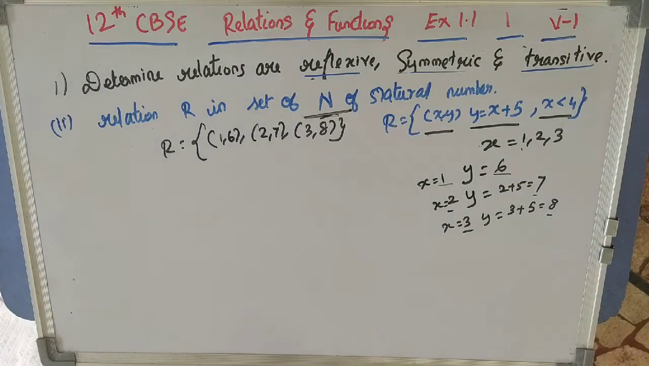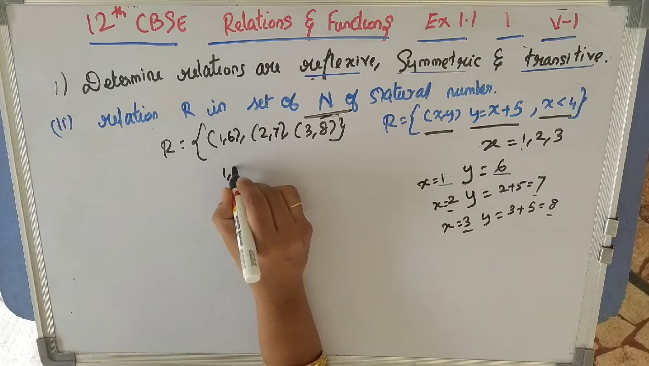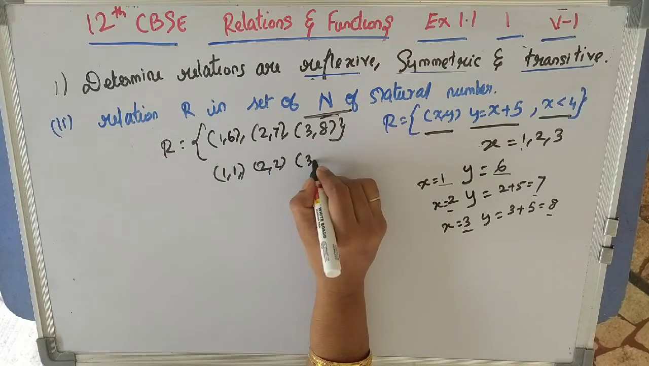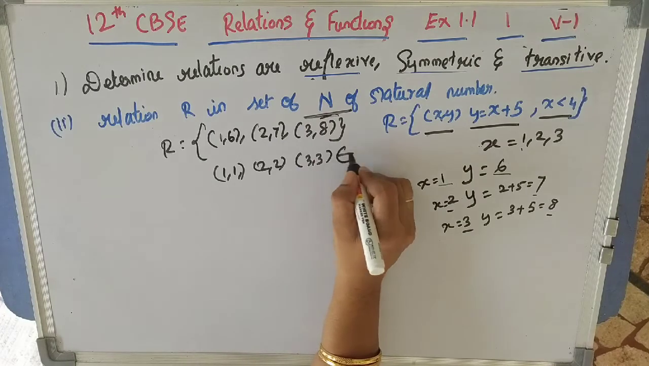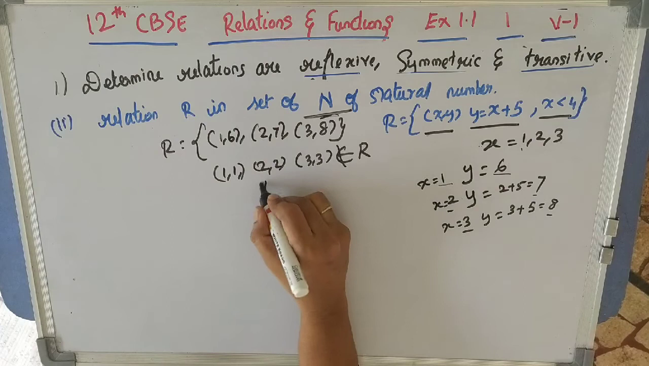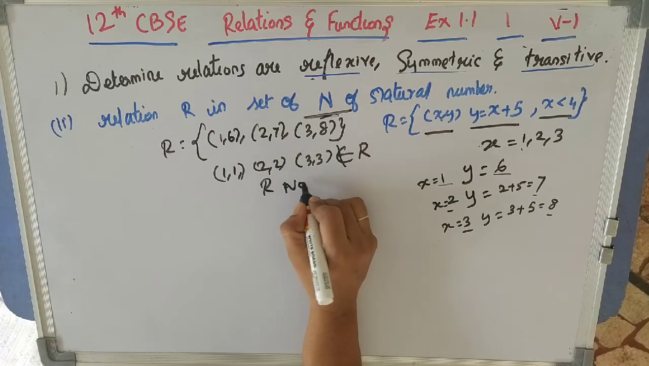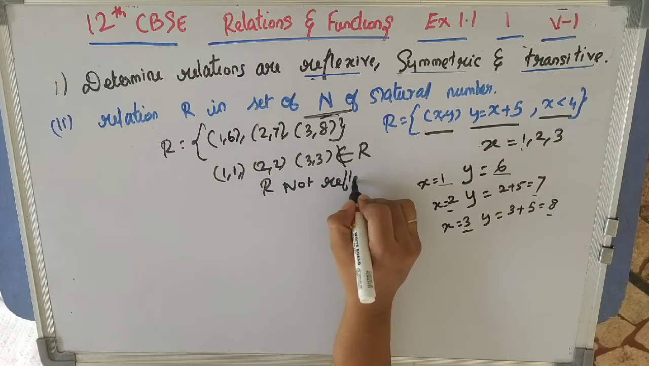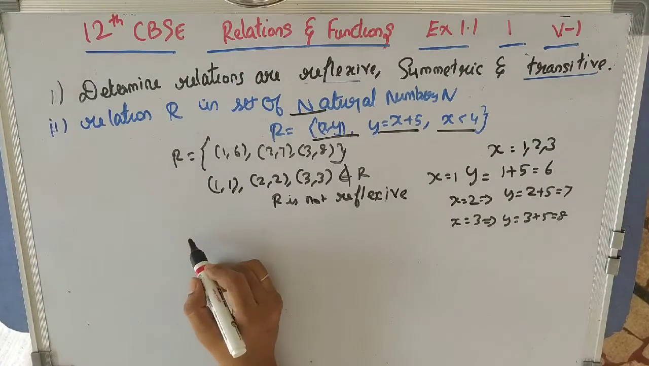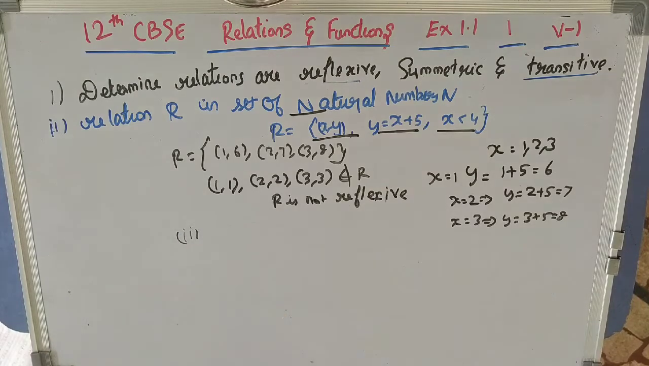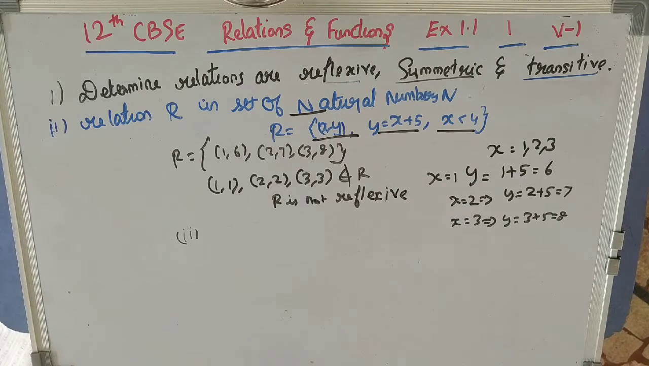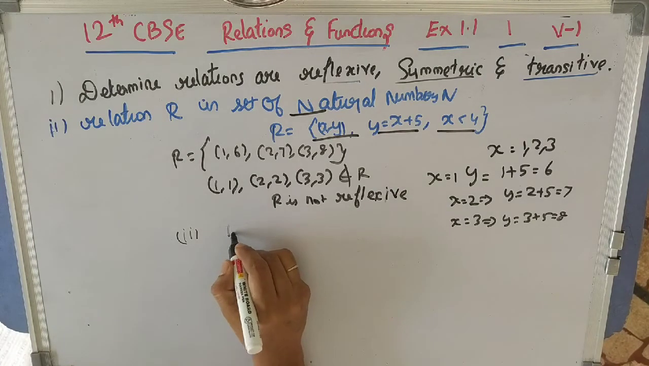Now we have to find whether the relation is reflexive, symmetric and transitive. Here (1, 1), (2, 2), (3, 3) such ordered pairs are not elements of R, isn't it? Therefore, this relation is not reflexive, because in a reflexive relation, in (x, y), x must be equal to y. Here there is no such ordered pair, therefore R is not reflexive. Clear? Next we can check whether the relation is symmetric or not.